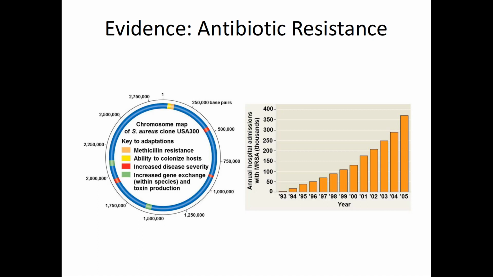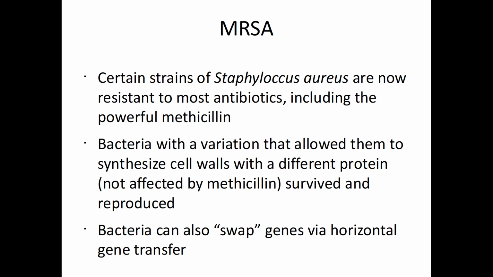As you keep doing this over and over again for a couple of years, you begin seeing much more resistance. So certain strains of Staphylococcus aureus are now resistant to most antibiotics, including the powerful methicillin. Bacteria with a variation allowed them to synthesize cell walls of different proteins, not affected by that antibiotic, and they're able to survive and reproduce.